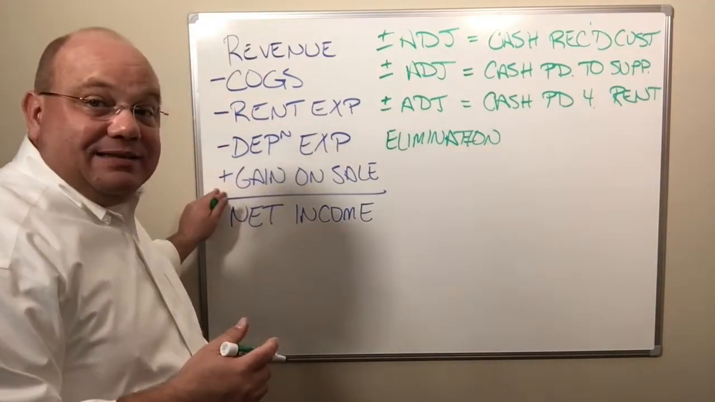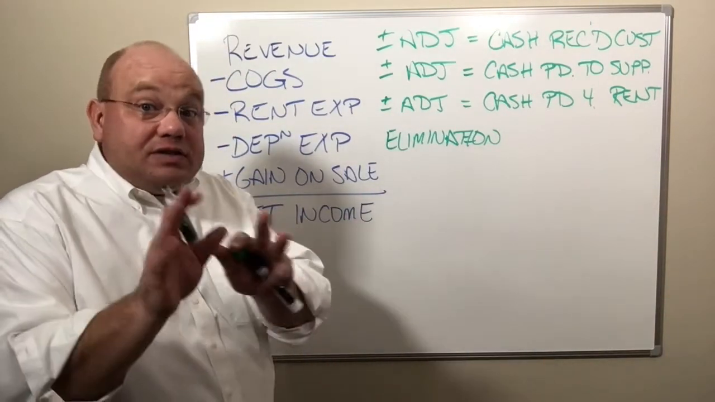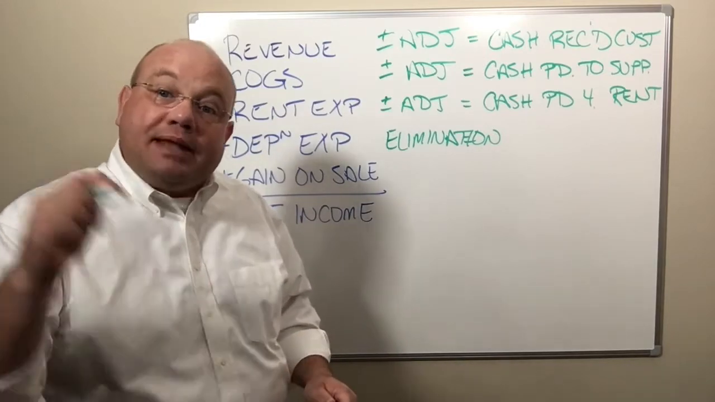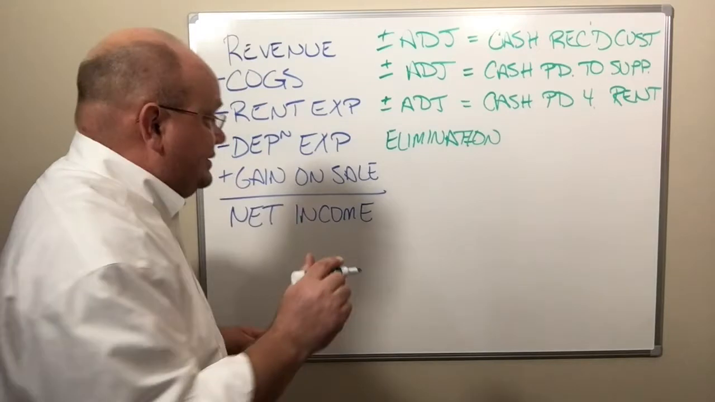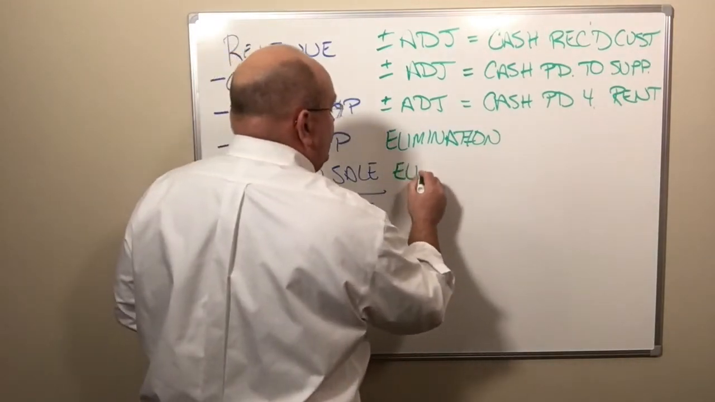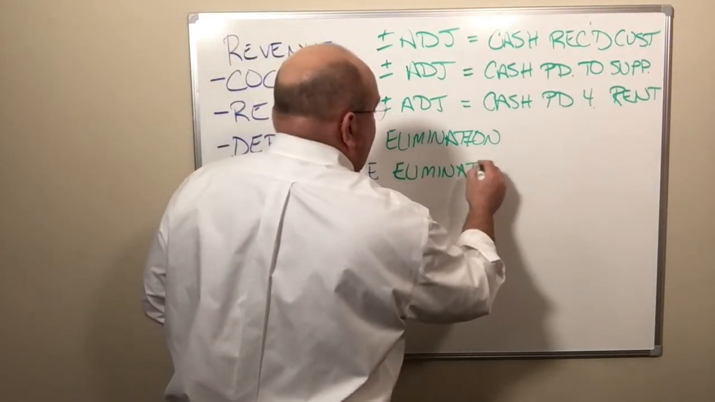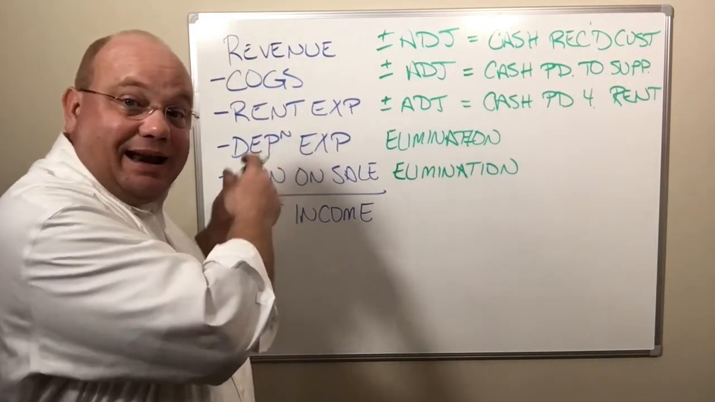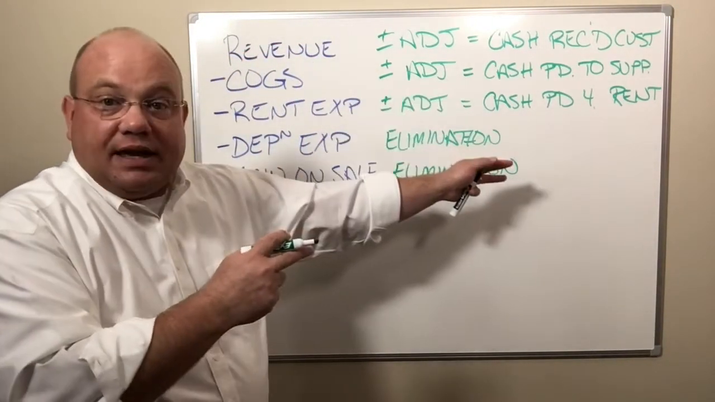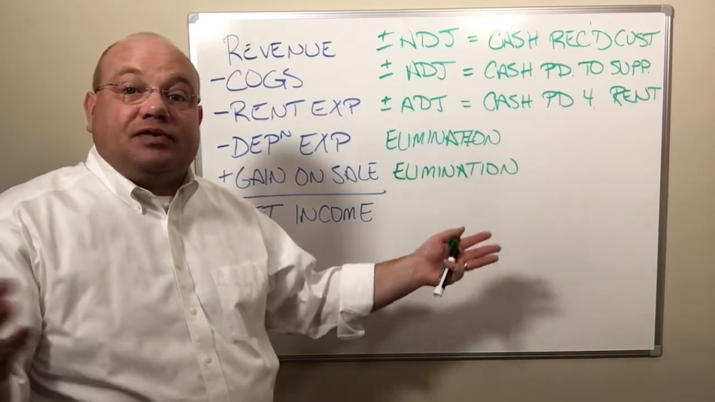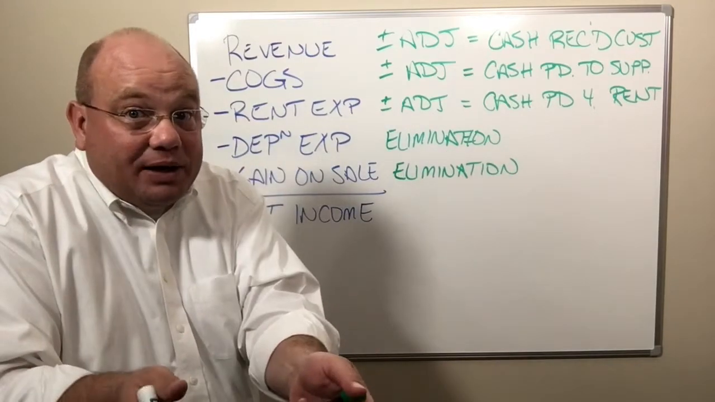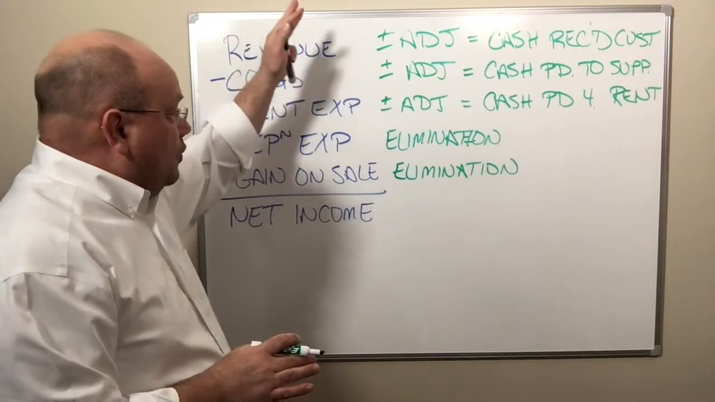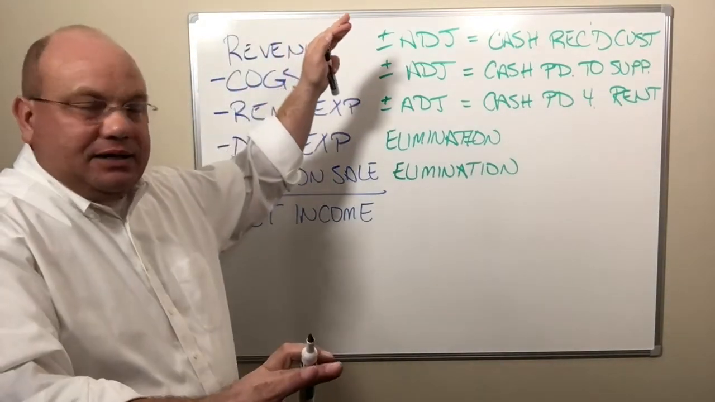Now, this gain on the sale of the fixed asset, there is a cash transaction there. We did receive some cash, but that cash received needs to be in the investing section. So this is also going to be eliminated, not completely from the statement of cash flows, but eliminated out of the income statement to calculate cash received from the sale of fixed assets, because that goes not in operating activities, that goes lower in investing activities.